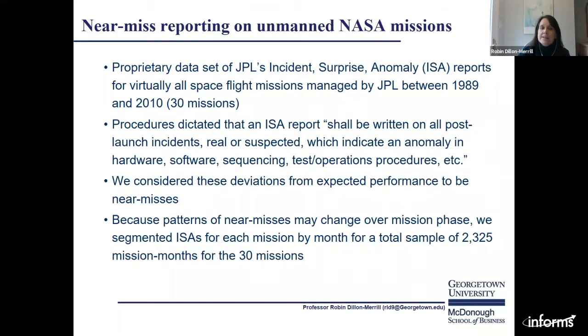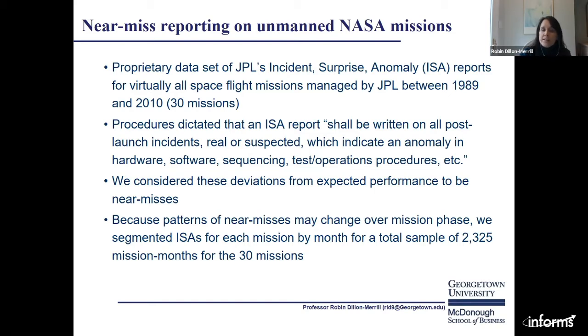What we also did, the study that I'm actually going to report on, is a study that we did on unmanned NASA missions. We had a proprietary set of incident surprise anomaly reports from the Jet Propulsion Lab. And it was for virtually all space missions managed by JPL between 1989 and 2010. It was 30 missions. And the procedures dictated that an ISA report shall be written on all post-launch incidents, real or suspected, which indicate an anomaly in hardware, software, sequencing, test operations, procedures, etc. So any problem you had, you needed to write it down. That's what their guidance was. They had written procedures telling them to do that.